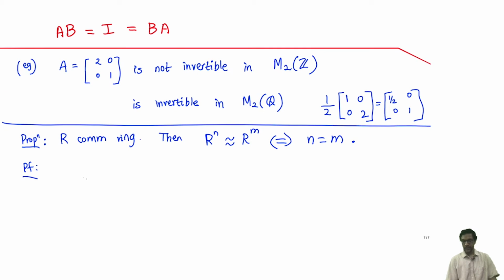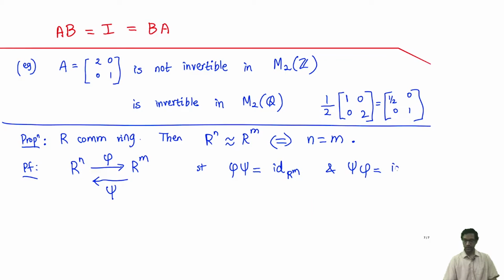What does it mean to say Rn and Rm are isomorphic? It means that there is an isomorphism between them. In other words, there is a homomorphism phi which admits an inverse. So there are maps in both directions such that phi psi is the identity on Rm, and psi phi, the composition in the other order, is the identity on Rn. Again, as we have been doing throughout, it's best to convert everything to matrices. So let's give the matrices names. Let A denote the matrix of phi, B denote the matrix of psi.